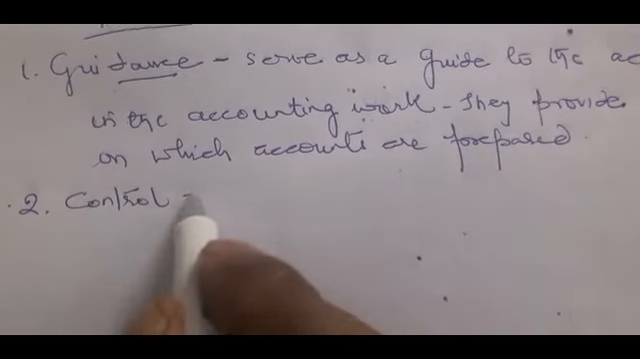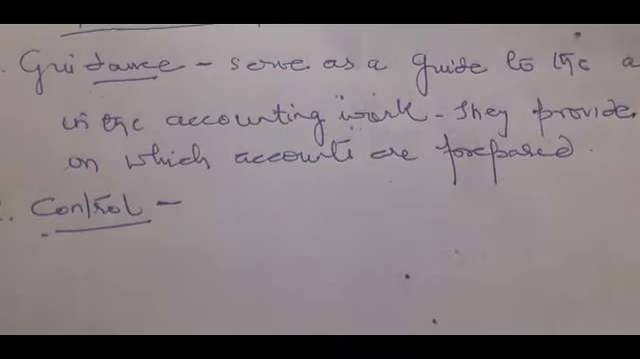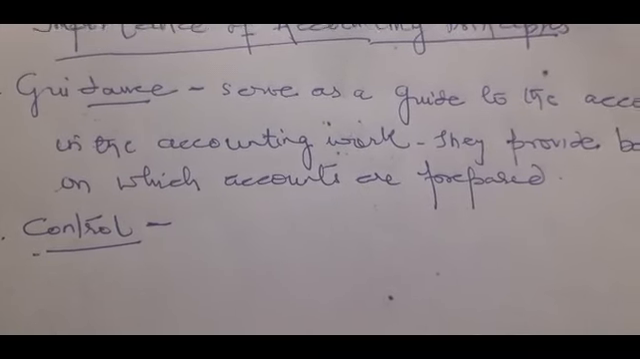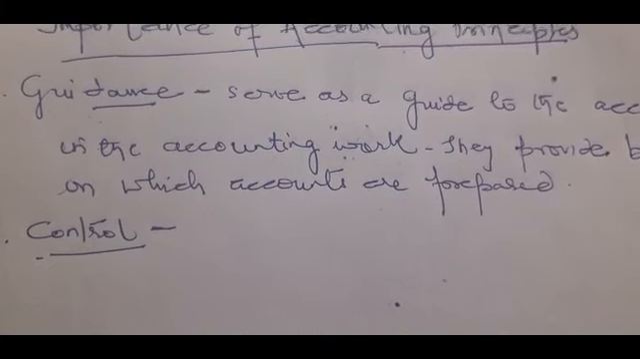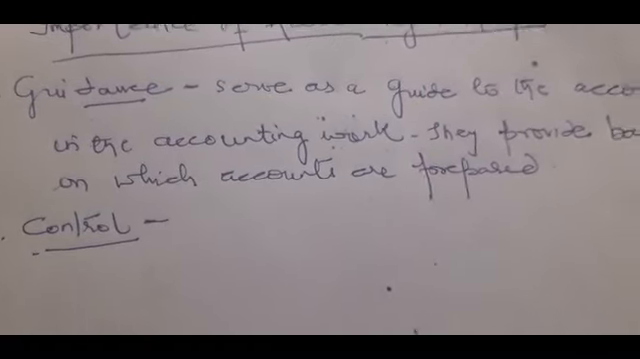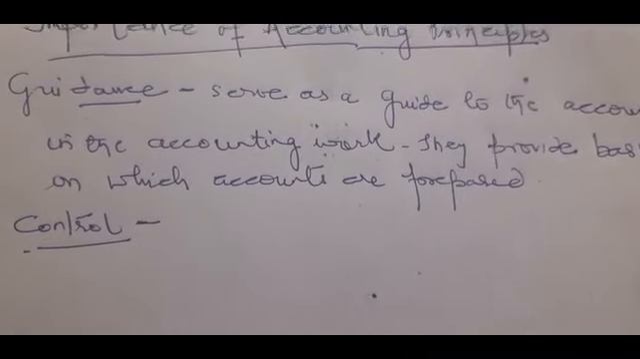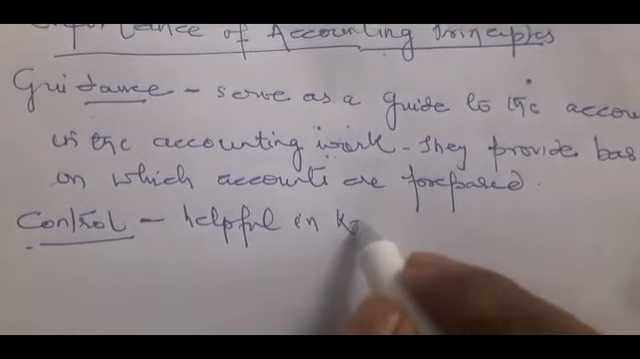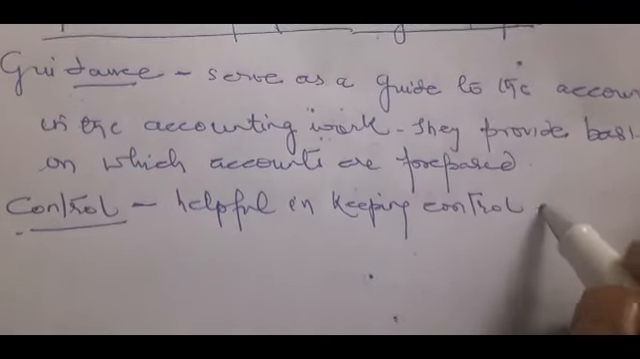Second importance is control. The accounting principles are very helpful to keep a control over the accountants, because when the accountant is working according to these accounting principles, there are less chances of fraud or misappropriation. So the accounting principles are helpful in keeping control or monitoring the accountants.